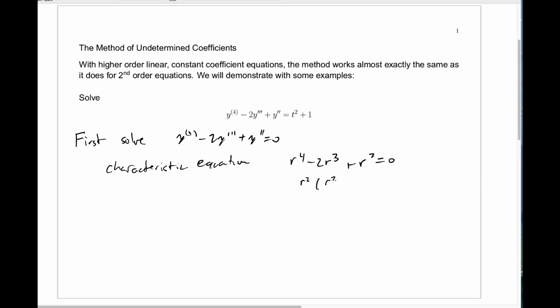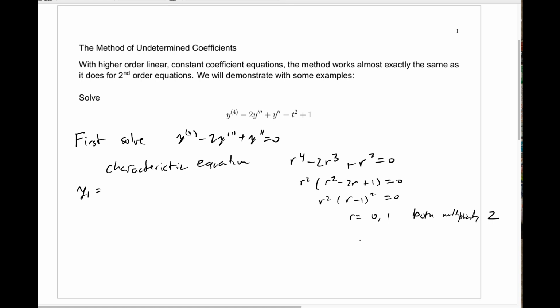And what we're left with is r squared minus 2r plus 1. And we can factor that as r squared times r minus 1 squared equals 0. In other words, the roots are just 0 and 1, and both have multiplicity 2. So what does that tell us about solutions?